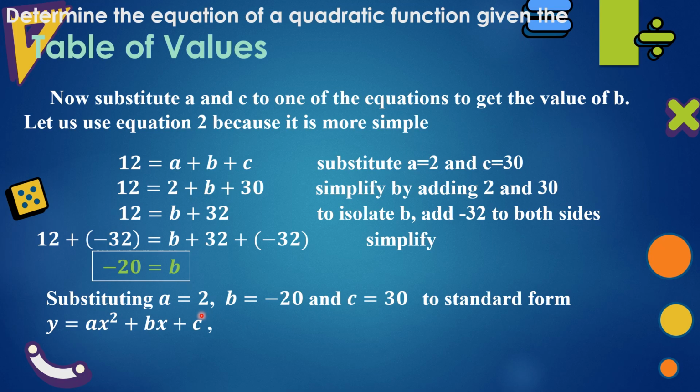Now we have values of a, b, and c, so we can have the quadratic equation. y is equal to 2x squared minus 20x plus 30.